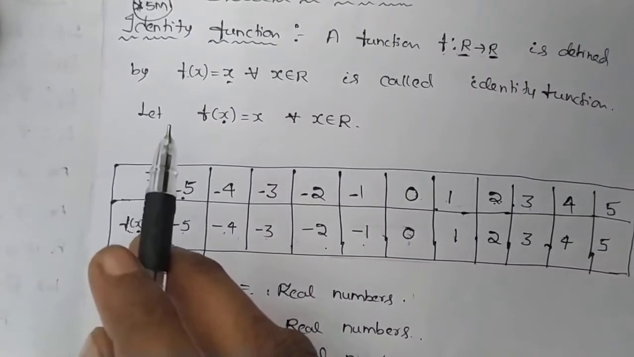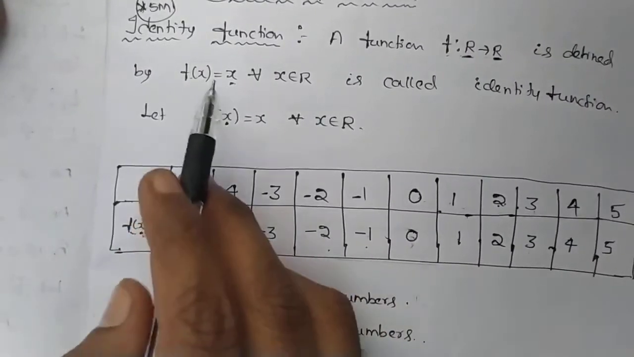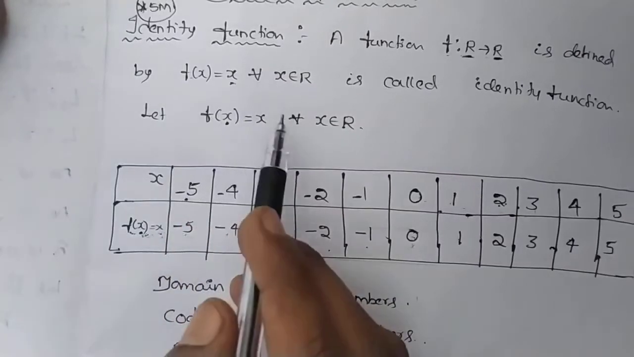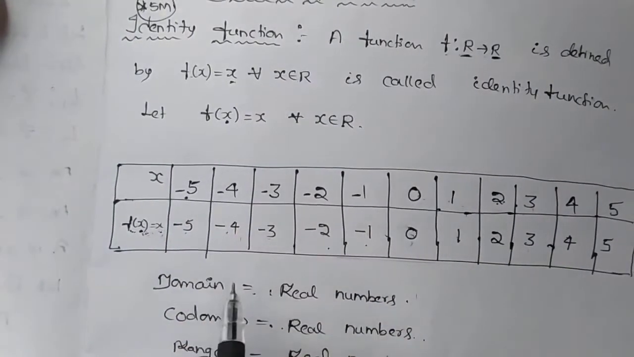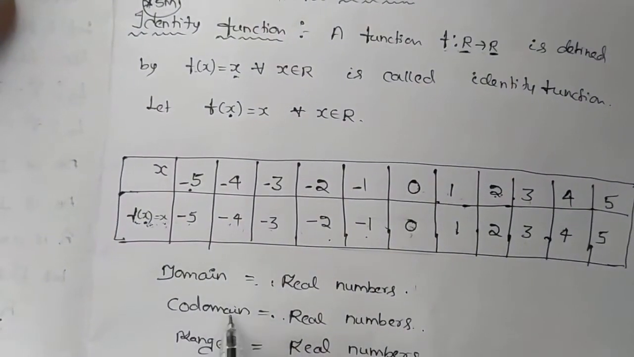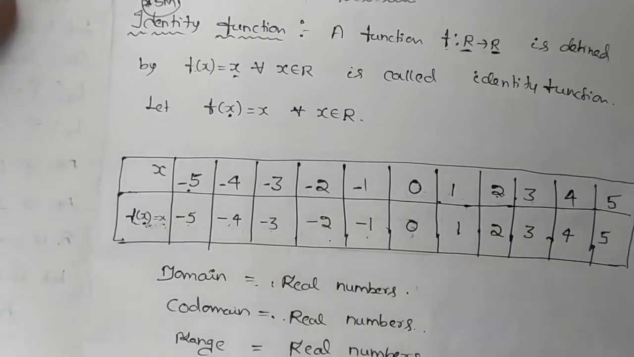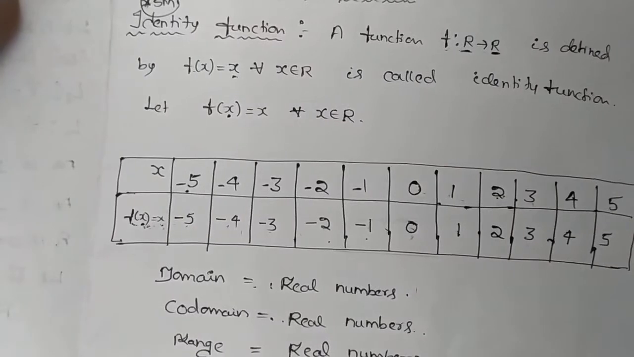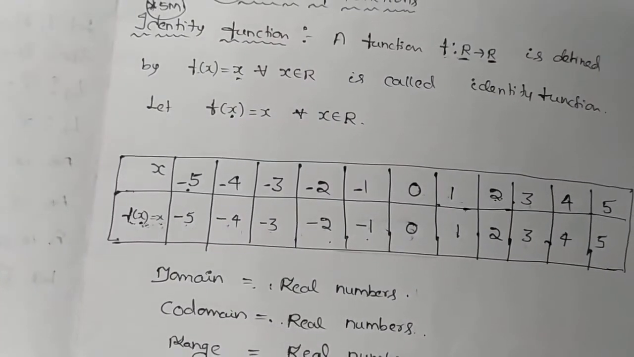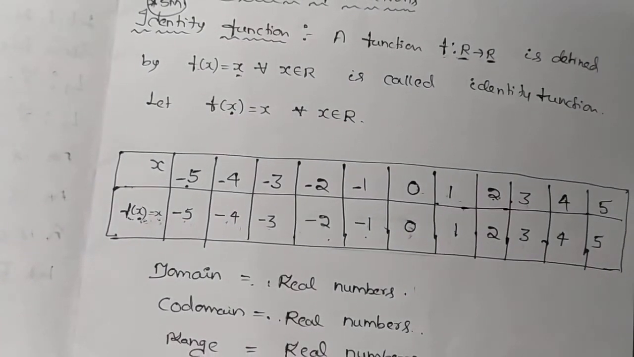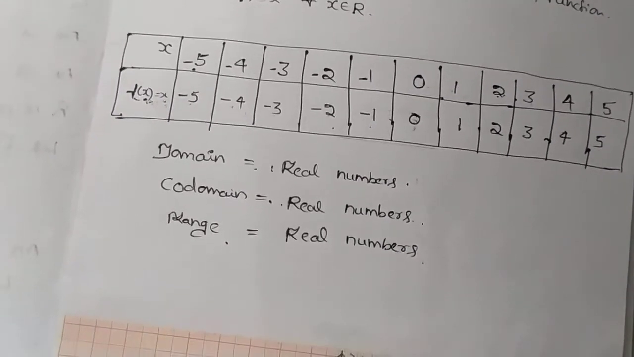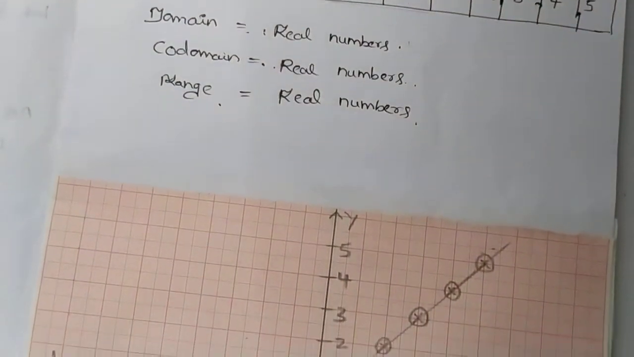The question will be asked like this: define identity function, draw the graph for this function, also find out domain, codomain, range for this function. Hence it is identity function, very important for 5 marks. You just note down in your notebook with the help of a graph sheet.